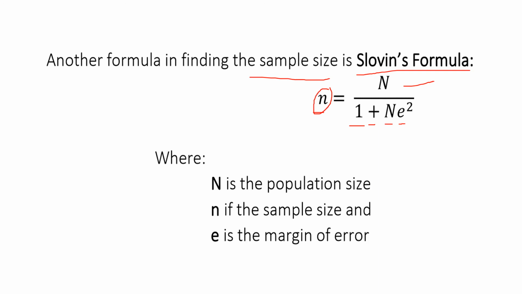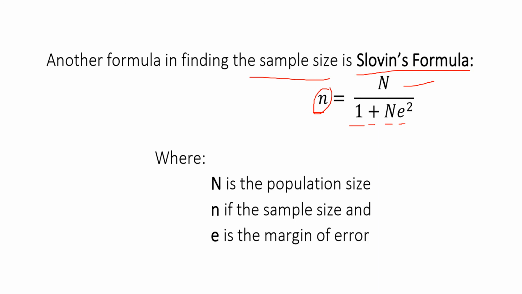Now the question is, when is Slovin's formula used? So when can we use this Slovin's formula? First, Slovin's formula is used to calculate an appropriate sample size for a population. So when can we use it? If you have no idea about the population's behavior, use Slovin's formula. You need to take note of this. Again, if you have no idea about a population's behavior, use Slovin's formula to find the sample size.